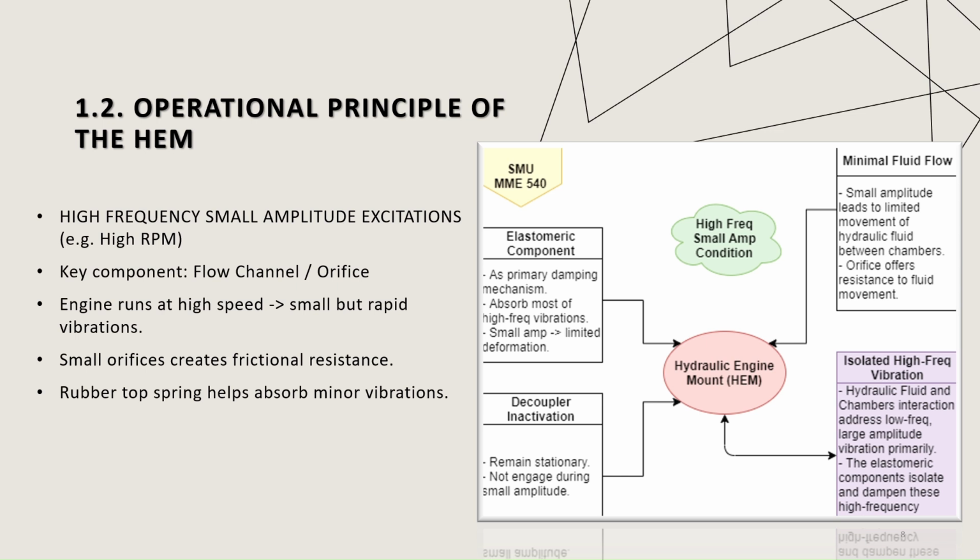The second condition is high frequency, small amplitude excitations, which is the high RPM one. The key components in this condition are the flow channel and the orifice. When the engine runs at high speed, it generates small but rapid vibrations. The small orifice helps create frictional resistance, and the rubber top spring helps absorb minor vibrations. The elastomeric component plays an important role, absorbing most of the high frequency vibrations.